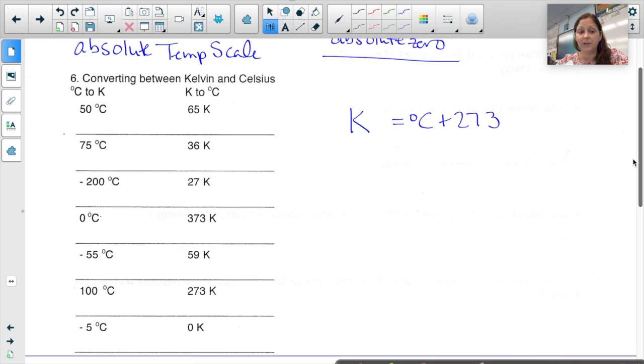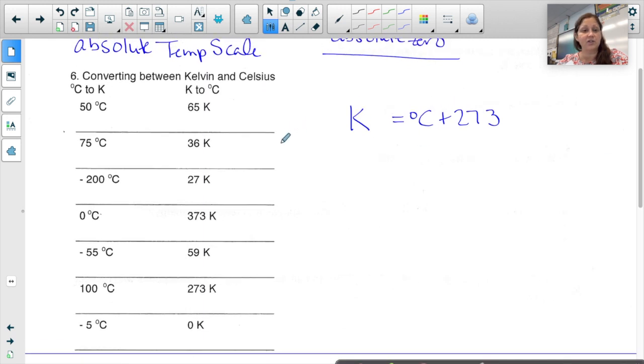So what we're going to do, we're going to look at this little chart here, and if you're given a temperature in Celsius, you plug it in here, and then the answer that you get would be the Kelvin temperature. So for example, this one equals 323 Kelvin. You always have to put the unit there.